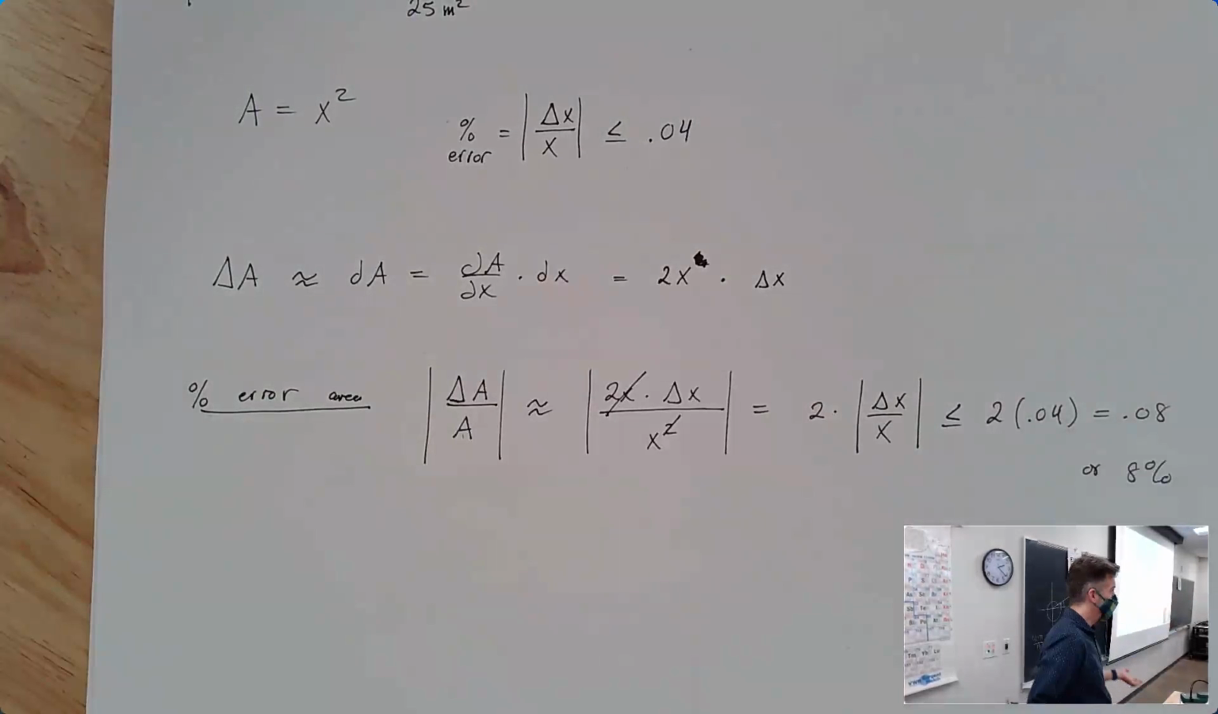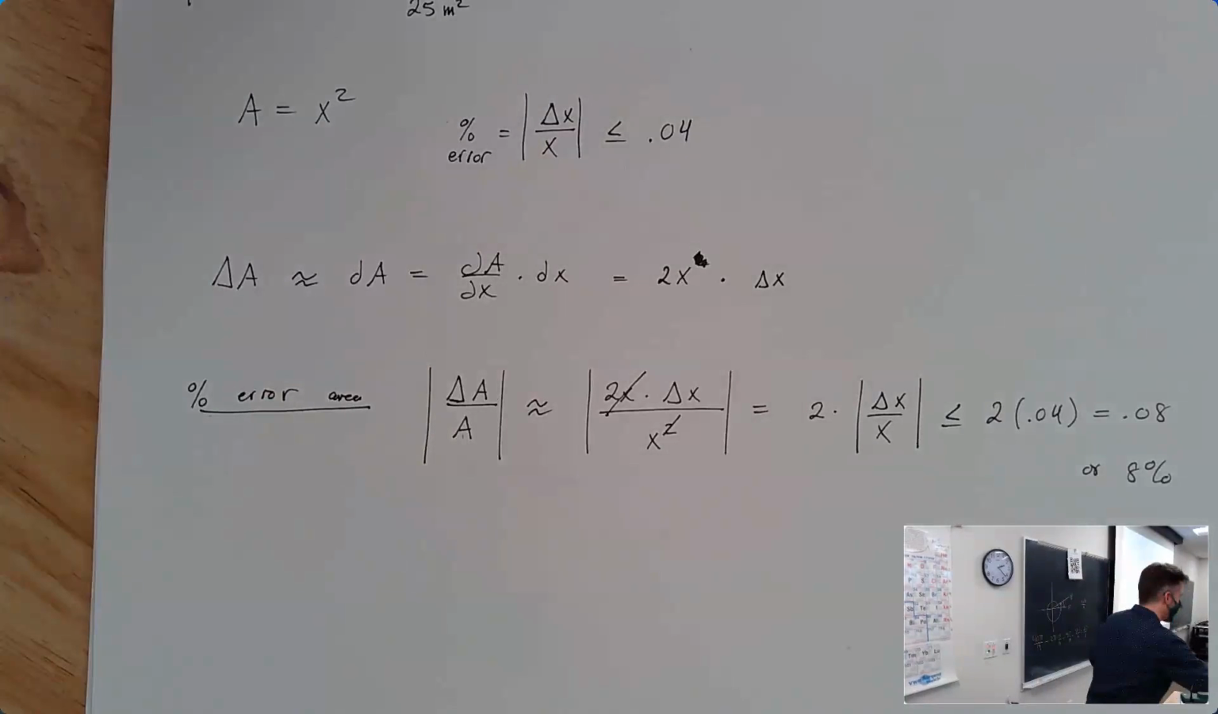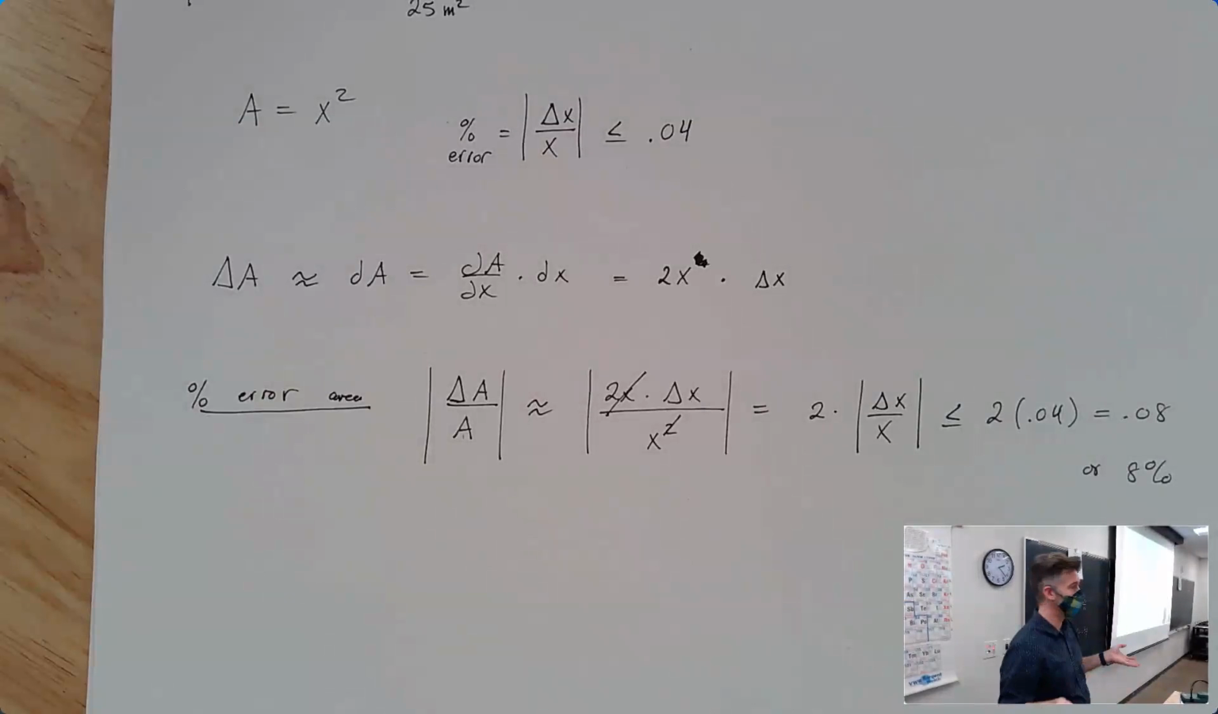So you don't actually need to know what x was measured to be in the first place to find out how much percentage error there is in the area measurement. And this is true, really you can do it for any function, but it's especially true for nice functions where we're talking about area or volume. So let's look at a volume example and we'll see a similar thing happen.